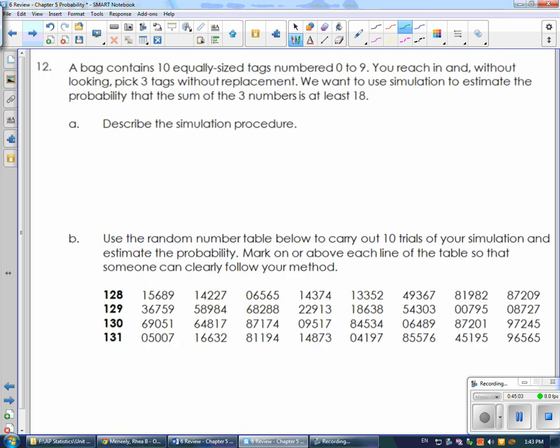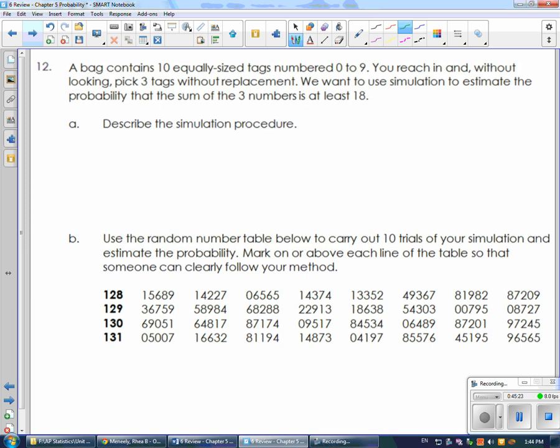So in number 12, it says a bag contains 10 equally sized tags numbered 0 to 9. You reach in and without looking, you pick 3 tags without replacement. We want to use simulation to estimate the probability that the sum of the 3 numbers is at least 18. It says to describe the simulation procedure.